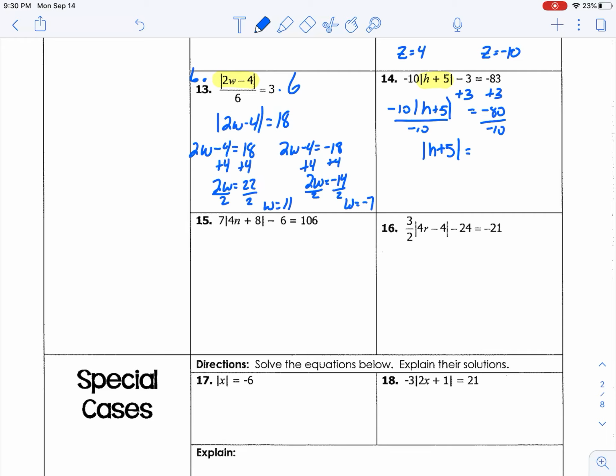h plus 5 is equal to 8, and h plus 5 could be negative 8, 8 units to the left. All that remains the same. So we're going to subtract the 5 to get h is equal to 3. I'm going to subtract the 5 to get h is equal to negative 13.